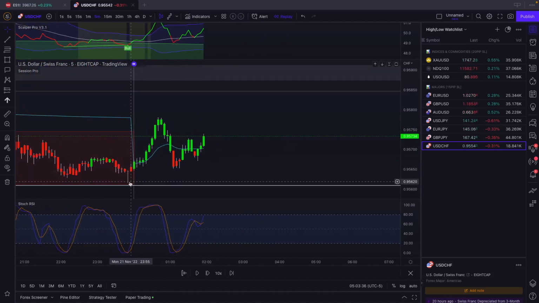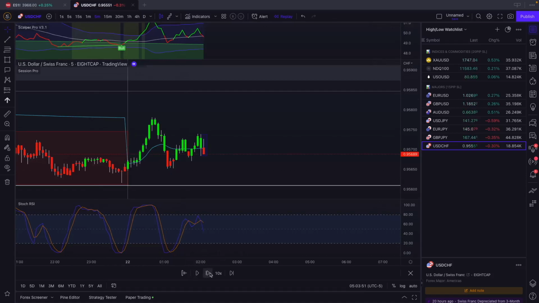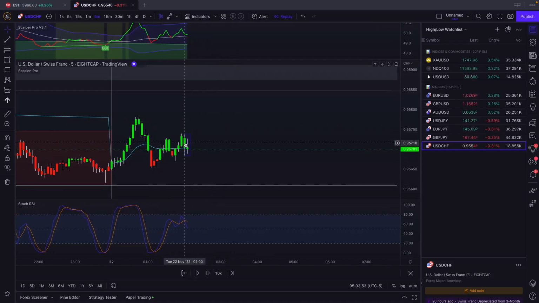So we formed some sort of support here, and now we're getting into the London Open, and we got a bearish engulfing candle. We are still bullish on the Scalping Pro, that's why it's a green candle. And I'd say we wait for one more candle. Let the Frankfurt Open at 2 a.m. New York time play out.